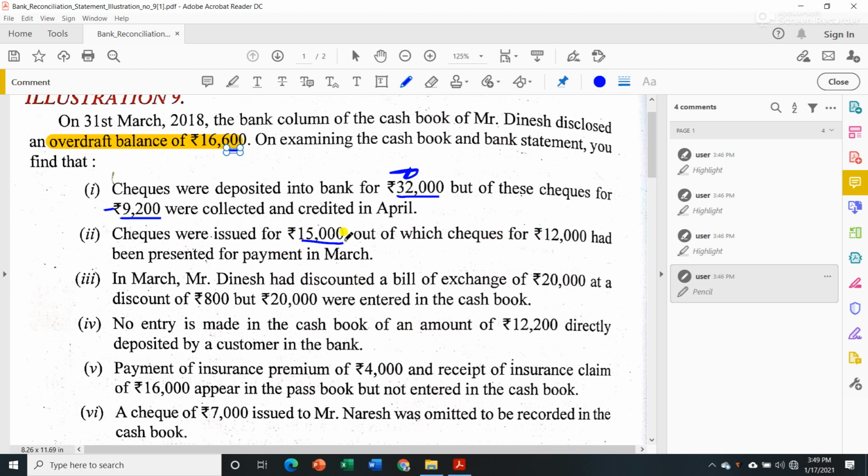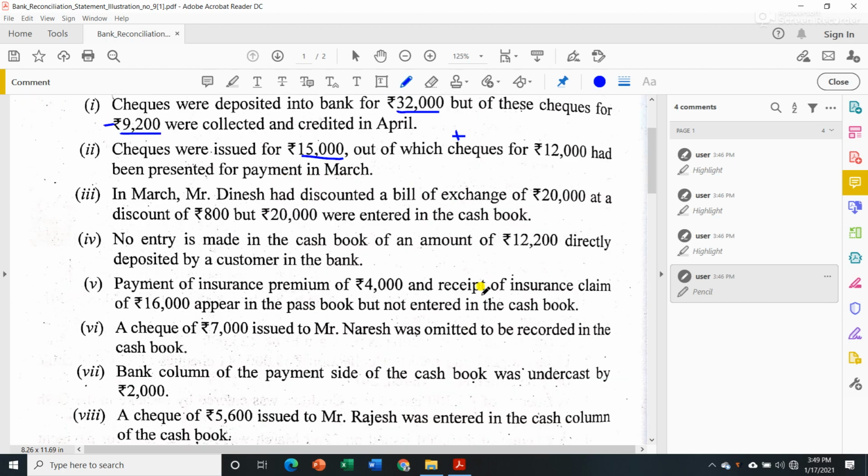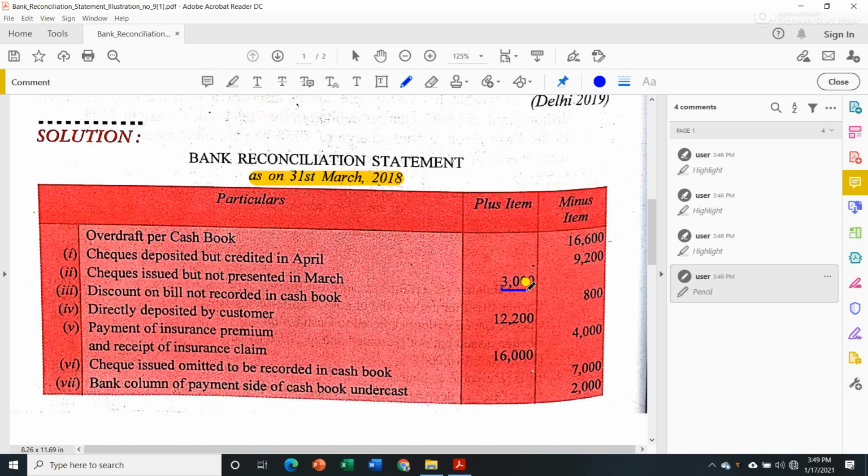Okay, the remaining 3,000 that is showing extra payment in the cash book is to be added. The remaining amount, that is 3,000, will be written in the plus item.